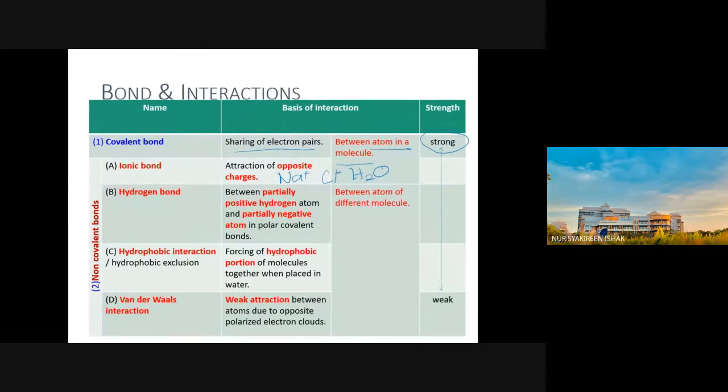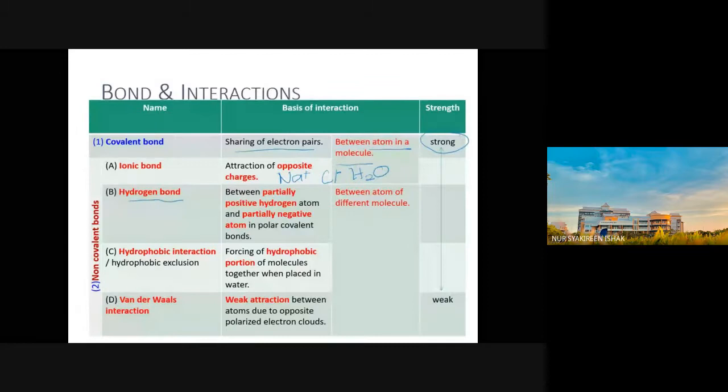Okay, so the sodium ion will have positive charge and the chloride ion will have the negative charge. So the positive and the negative charge will attract each other in the formation of ionic bond between the sodium and the chloride ion to form the sodium chloride salt. Okay, and then the next bond is the hydrogen bond.